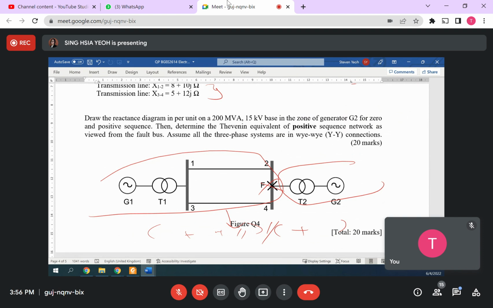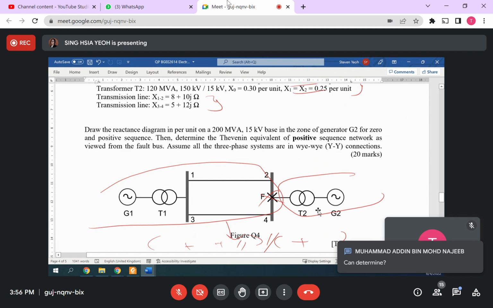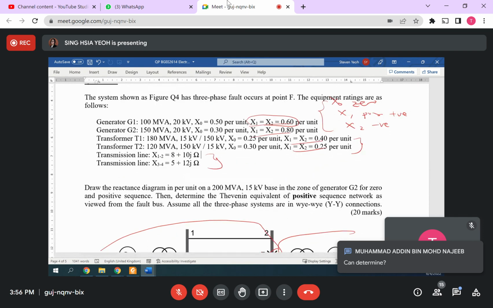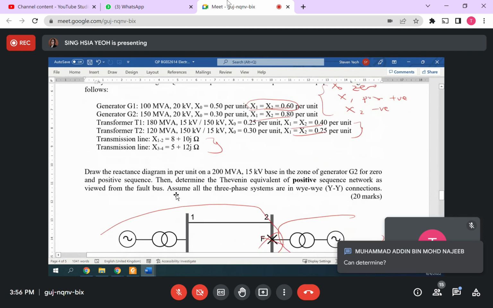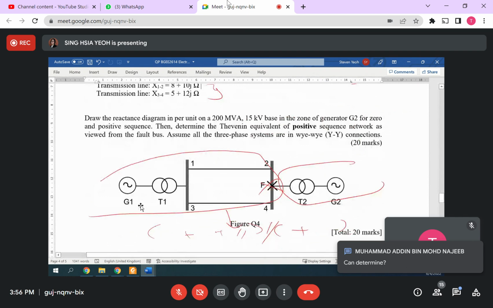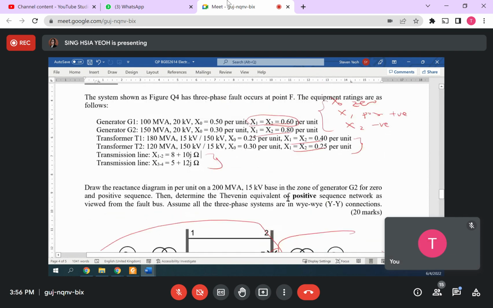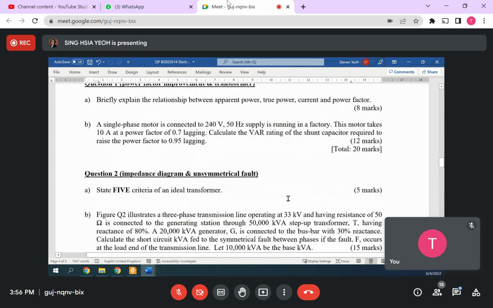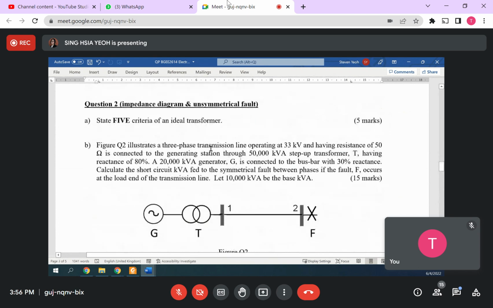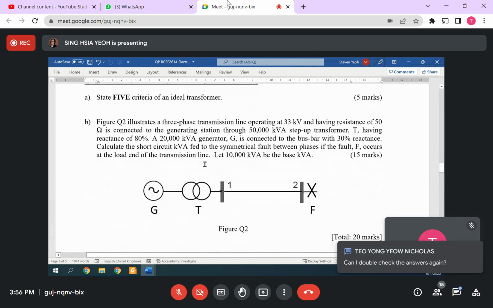No, the questions in this topic won't ask like this. I won't ask you to determine from transformer 2 only. I will give you something like this. The question that asks for the contribution by transformer 2 is the question where you need to use the percentage, this kind of percentage fault occurring at the load end of the transmission line.